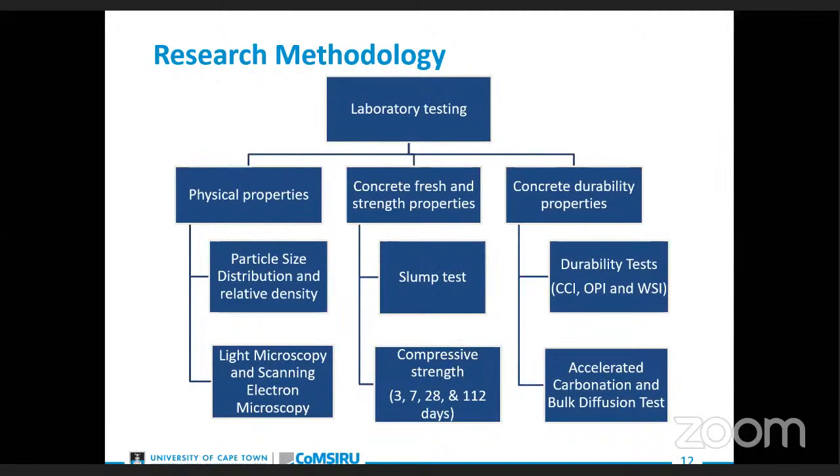Now, in my research methodology, I conducted tests on physical properties of concrete, fresh and strength properties, and concrete durability properties.